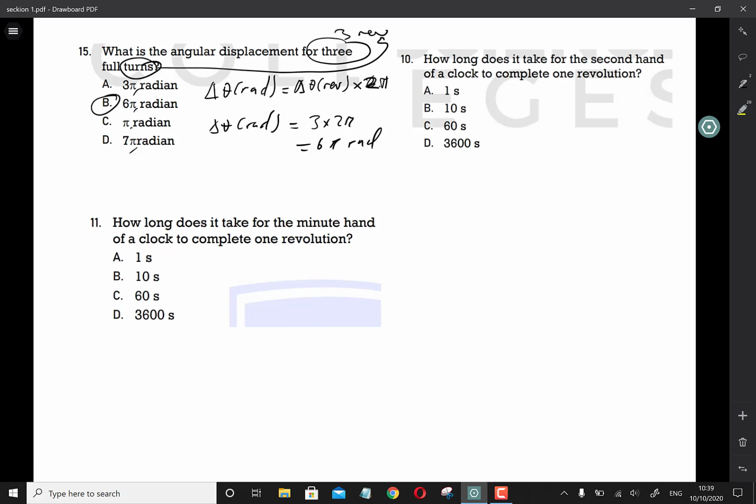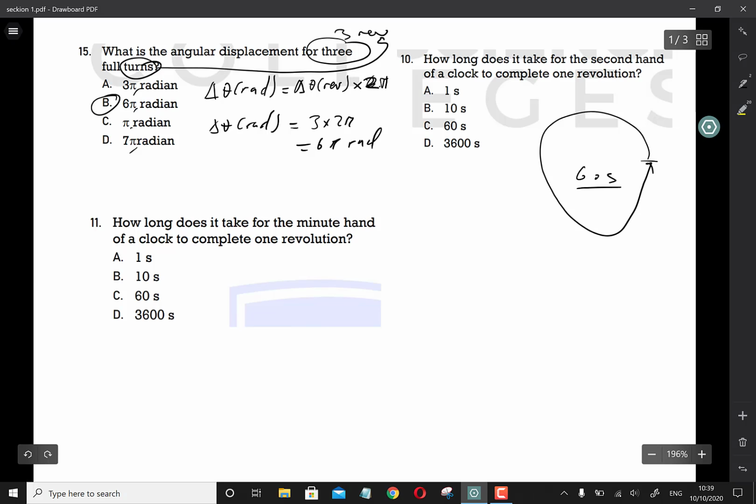And the next question is 10. How long does it take for the second hand of the clock to complete 1 revolution? The second hand counts the seconds, and 1 revolution of the second hand is equal to 60 seconds. How long does it take for the minute hand of a clock to complete 1 revolution? The minute hand completes 1 revolution in 60 minutes.